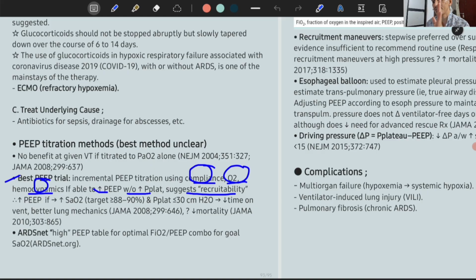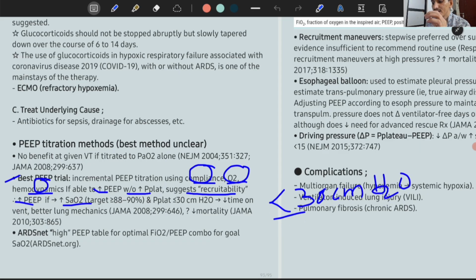When you increase the PEEP, you see the plateau pressure. If the plateau pressure is not increasing after increasing the PEEP, then that means some parts of the alveoli are still recruitable, and you can take those alveoli into function. So this is the best strategy of titration of the PEEP, starting from the lower side to the upper side. You will increase the PEEP if saturation is increasing without increasing the plateau pressure. Without increasing the plateau pressure means the plateau pressure is maintained at or below 30 centimeters of water.